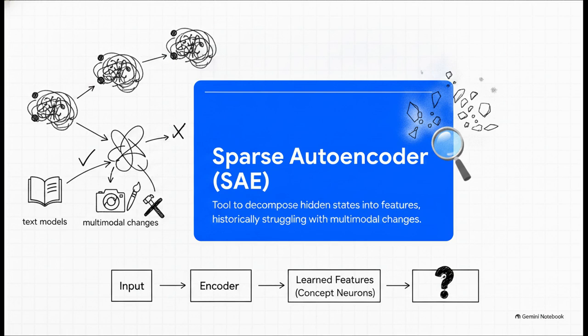Now, usually, researchers try to peek under that hood using something called a sparse autoencoder, or SAE. These are designed to break down an AI's hidden states into directions we can actually interpret, trying to find the concept neurons, if you will. But there is a huge problem.